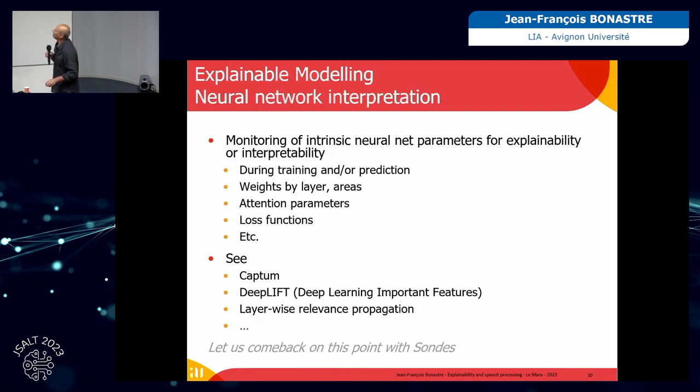Okay, neural network interpretation. As I said, you could look at the weights layer by layer, by area, and the attention parameters. The attention is very useful now in order to understand what the system is doing. You have a lot of toolkits to do that. I think you are, Sundes, using layer-wise relevance propagation.